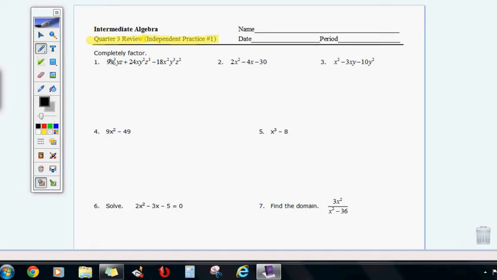Alright, so looking at the first one, it says completely factor. So on these ones we want to try to take out a GCF. We're looking for the largest number that goes into 9, 24, and 18. 9 goes into 18, but 9 does not go into 24. So the GCF, the greatest common factor of all these, is going to be 3.